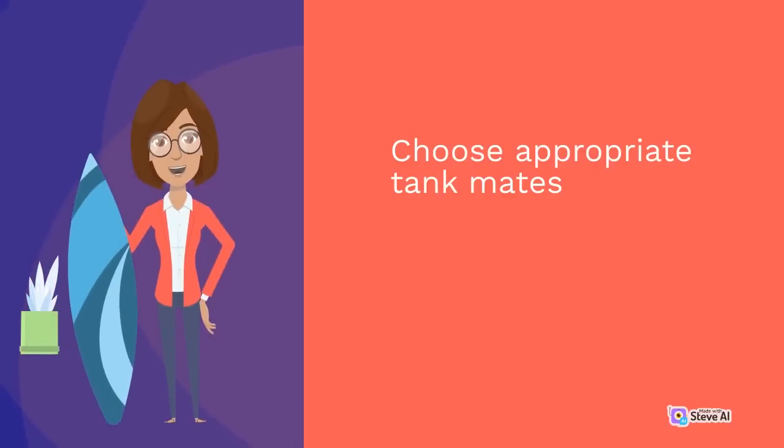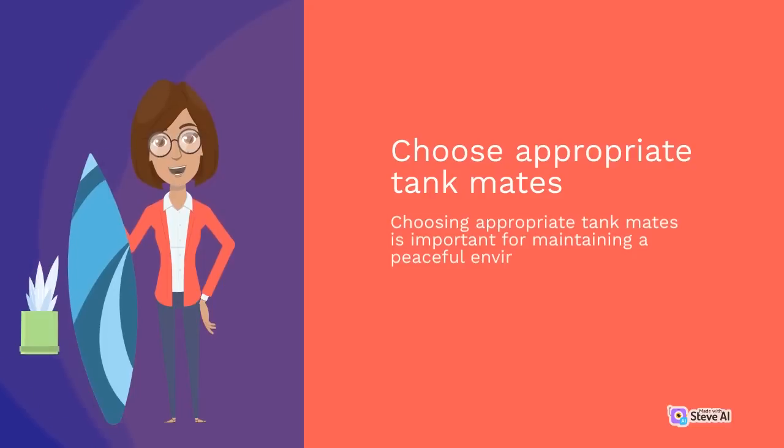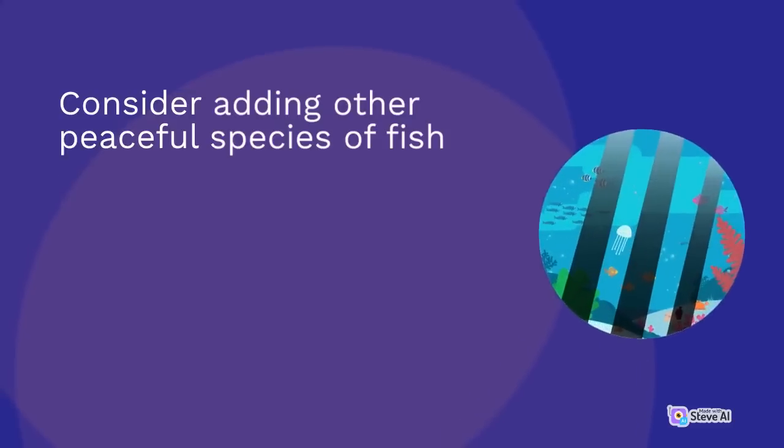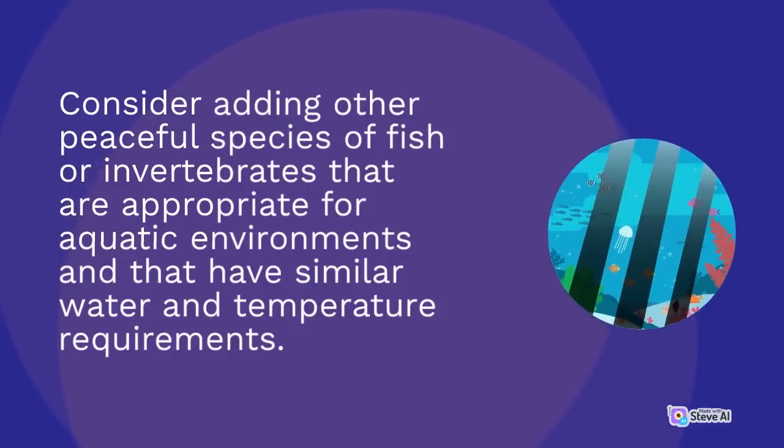Choose appropriate tank mates. Choosing appropriate tank mates is important for maintaining a peaceful environment and preventing stress and aggression in your Ryukyu goldfish. Consider adding other peaceful species of fish or invertebrates that are appropriate for aquatic environments and that have similar water and temperature requirements.